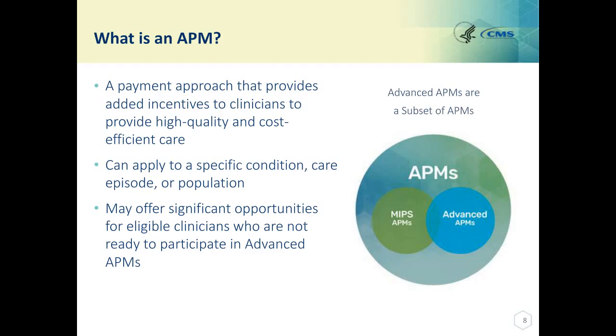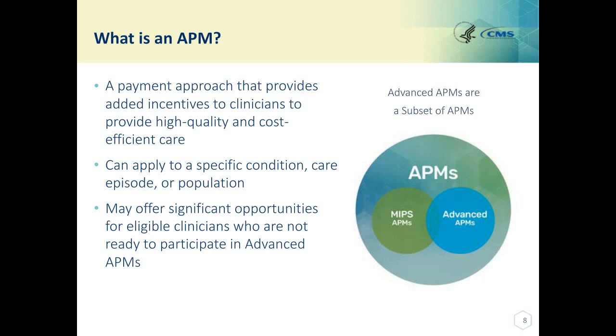Just adjusted the mic. Okay, so here we're going to define an alternative payment model. An alternative payment model is an approach that provides added incentive to clinicians, as we talked about, for quality and cost efficiency. We do it through specific conditions that we pay for, care episodes we pay for, and populations we pay for. In addition to that, we offer significant opportunities for eligible clinicians who are not ready to participate in advanced APMs.